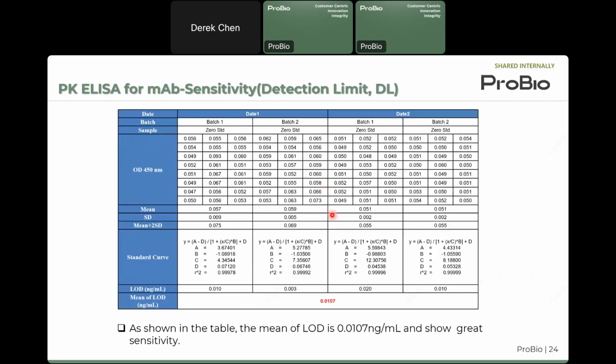Based on the standard curve, the detection limit can be calculated by the average of 24 samples and 4 sets of data. For this particular antibody pair, the detection limit can reach as low as 10 picogram per milliliter.